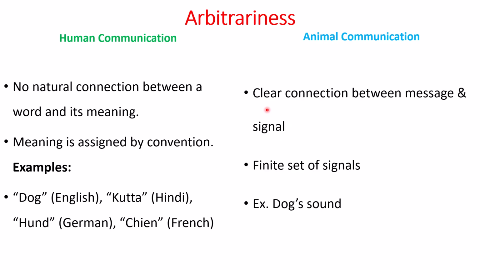Let's see animal communication. There is a clear connection between message and signal, and they have a finite set of signals. For example, a dog's sound. Animals have a particular sound. They make a sound to communicate with other animals. Across the world, they have the same sound. Dogs bark, bees buzz, cats mew. Either in India or Pakistan or Europe or Africa, they make the same sound. This is the difference between human communication and animal communication.